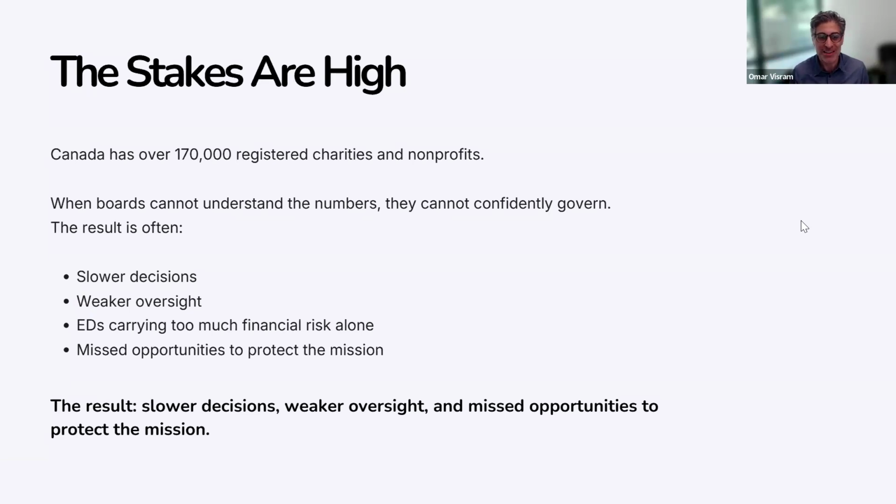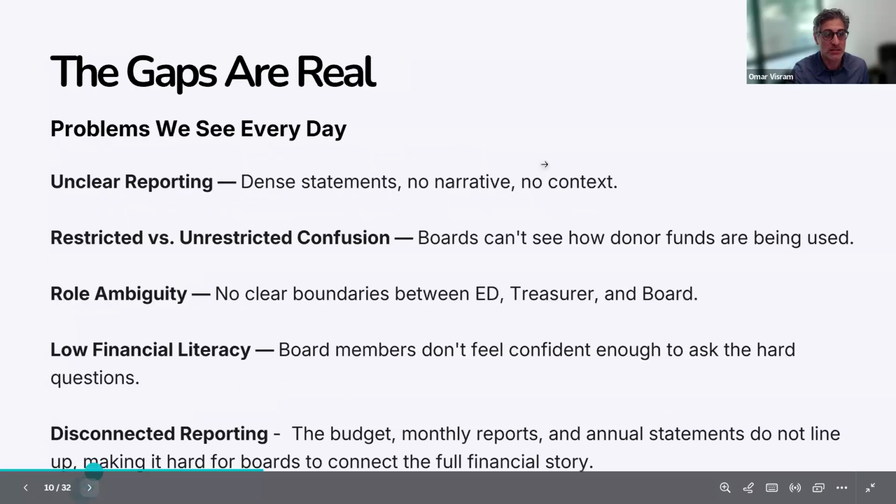Canada has over 170,000 registered charities and nonprofits. The nonprofit sector, we hear it time and time again, is really a critical part of our economy. When boards can't understand the numbers, they can't confidently govern. And the result is slower decision making, weaker oversight, executive directors carrying too much financial risk alone, and missed opportunities to protect the mission. So if you think about this at scale, impacting such a significant aspect of our economy, this is a really important problem that we need to address.